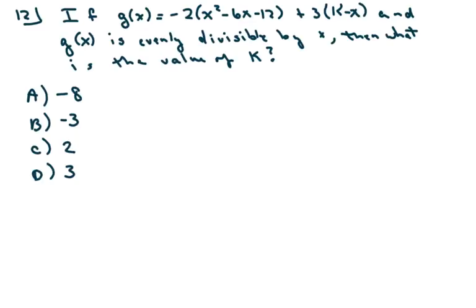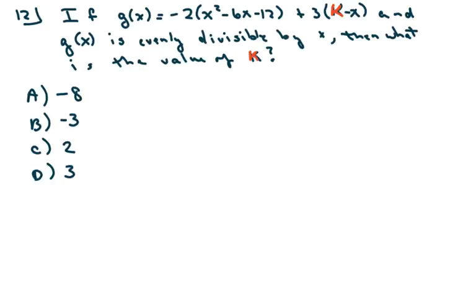Okay. Now, number 12 says if g of x equals this, and g of x is evenly divisible by x, then we need to know the value of k. So we have a k right here, and we need to find the value of k.